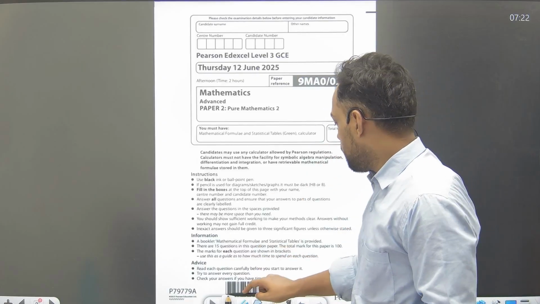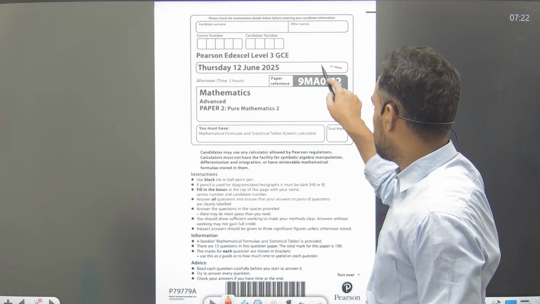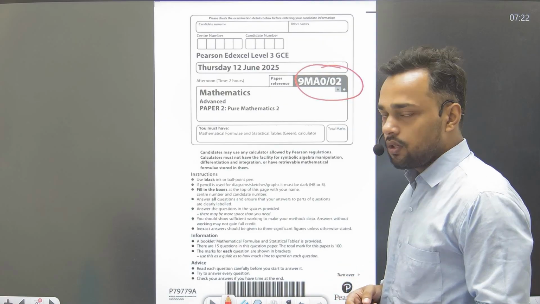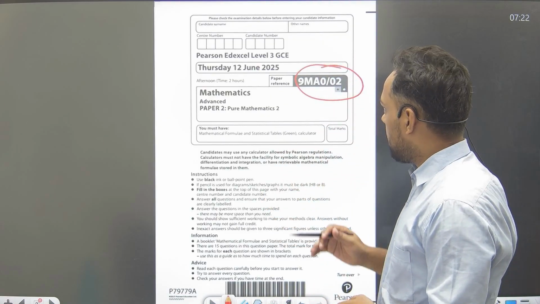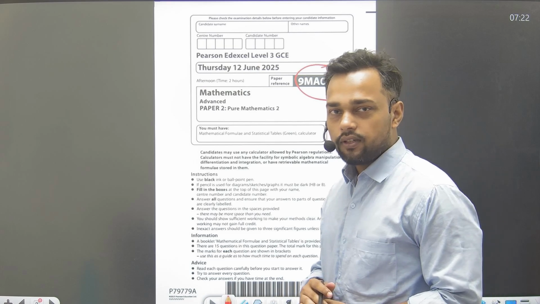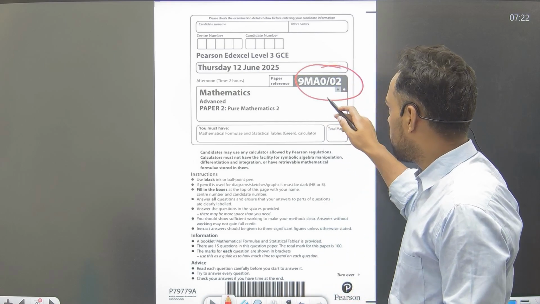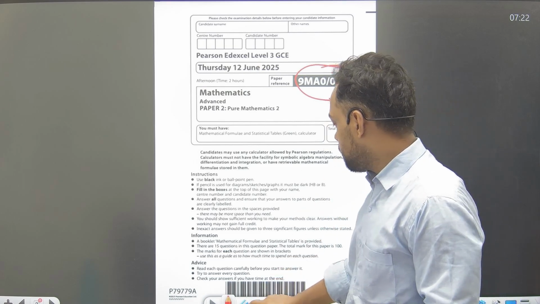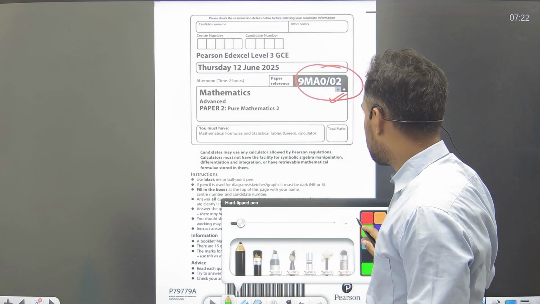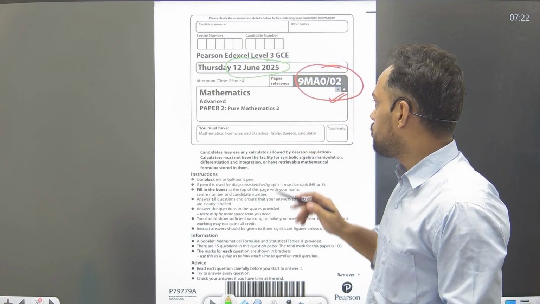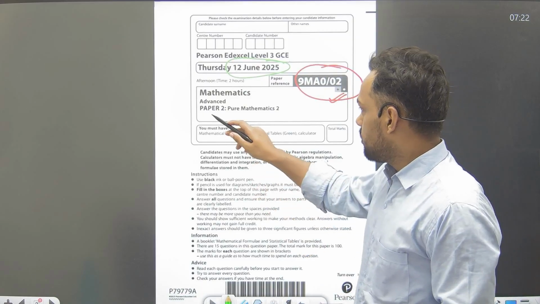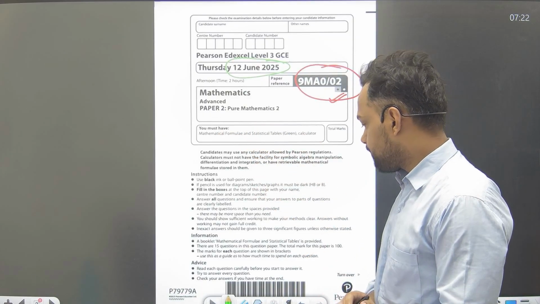The paper name is 9MA0/02. Before this I have already uploaded the content of 9MA0/01, which was conducted on 12th June 2025, and this is paper 2, pure mathematics.